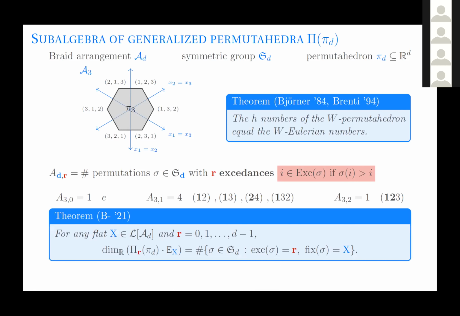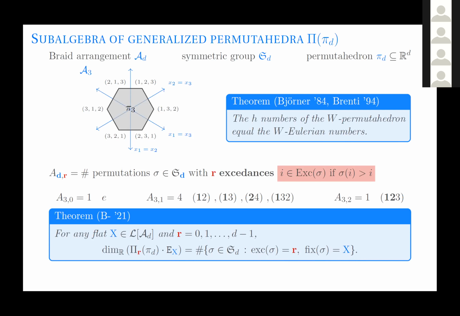Okay. The result here is a computation for the formulas for the dimensions of these subspaces. So for any flat x, remember that these things were indexed by degree and a flat. For any flat and any degree between 0 and d minus 1, because the polytope is d minus 1 dimensional, the dimension of the corresponding subspace has a combinatorial interpretation: the number of permutations that have exactly r exceedances. So we are refining these Eulerian numbers, and the refinement is given by these conditions. We associate a permutation to the flat x if, when we look at the action of the permutation on the ambient space R^d, the collection of points that are fixed by this action is precisely the flat x.